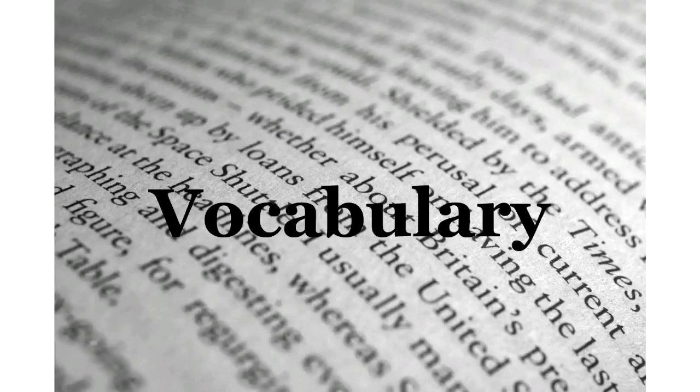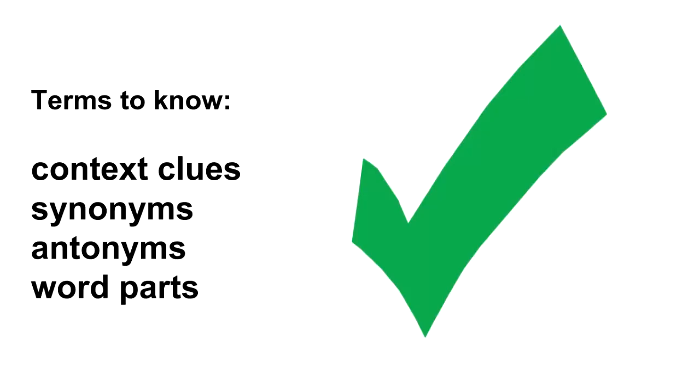Hi, this lesson is about vocabulary, or specifically mystery vocabulary that you might not know the meaning of. How to figure out vocabulary by using the context. So this covers terms to know for Module 1. It covers context clues, synonyms, antonyms, and word parts.